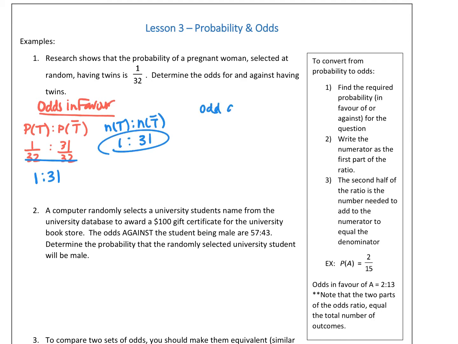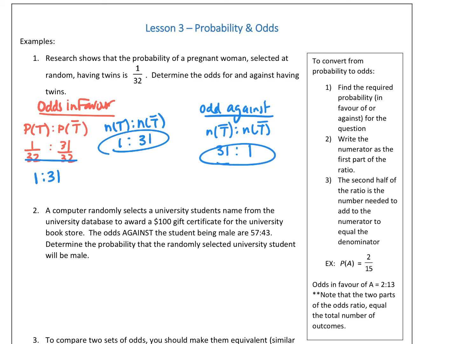The odds against is really just a reversal, right? So it would be the number not having twins to the number that are having twins. Out of my 32 people, there's 31 that are not having twins, and my odds against having twins would be 31 to 1.